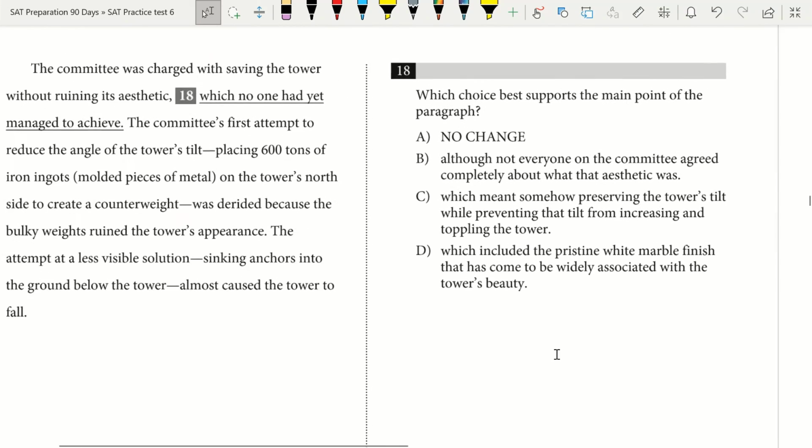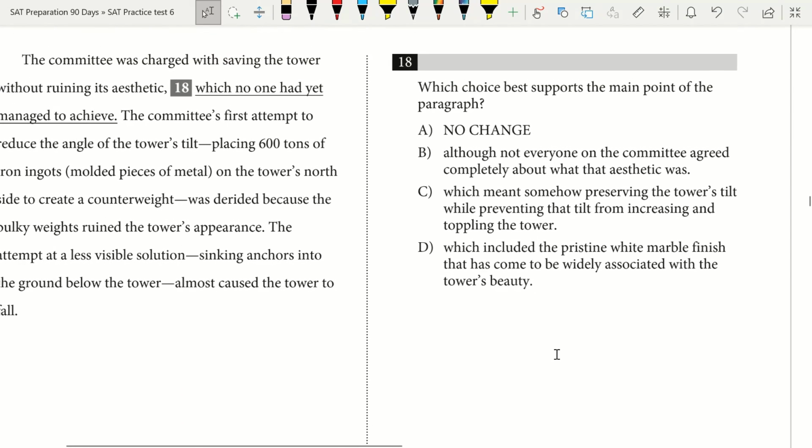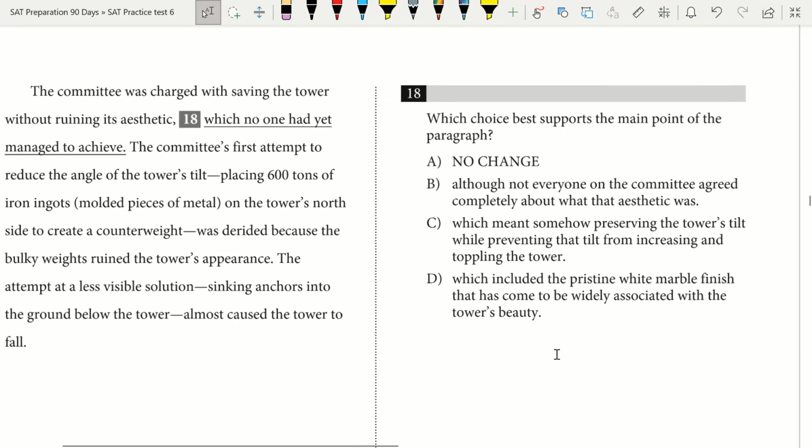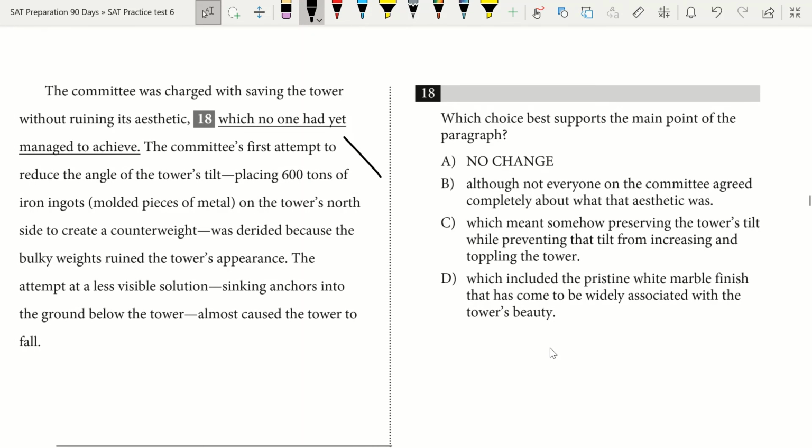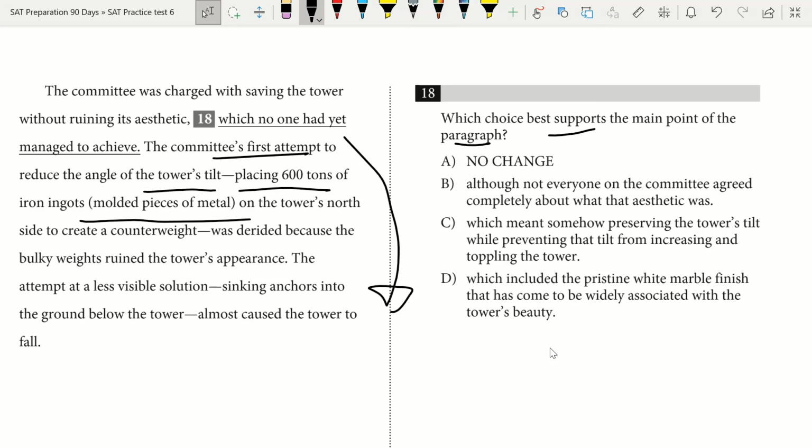The committee was charged with saving the tower without ruining its aesthetic. Which choice provides the best main point of the paragraph? Or best supports the main point of the paragraph, I got to read on. The committee's first attempt to reduce the angle's tilt, placing 600 tons of iron ingots, molded pieces of metal, on the tower's north side to create a counterweight, was derided because the bulky weights ruined the appearance of the tower.